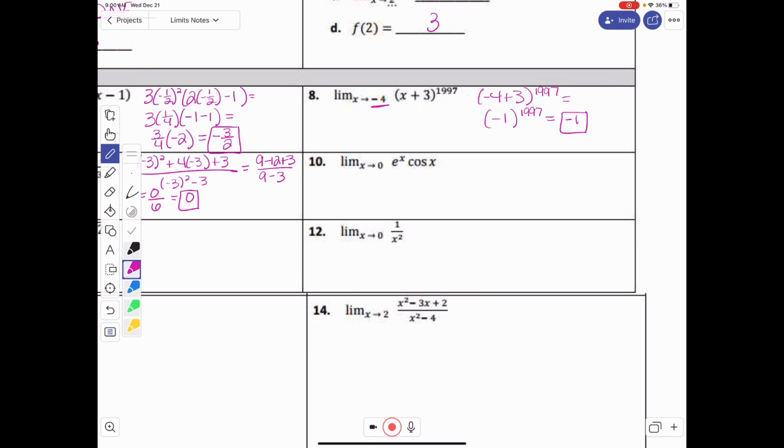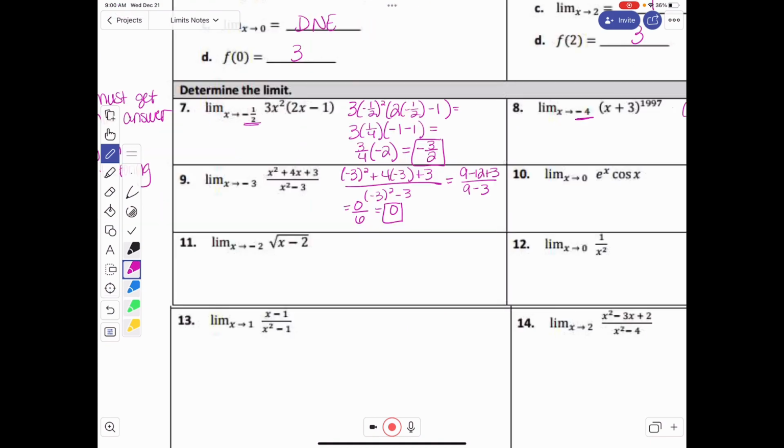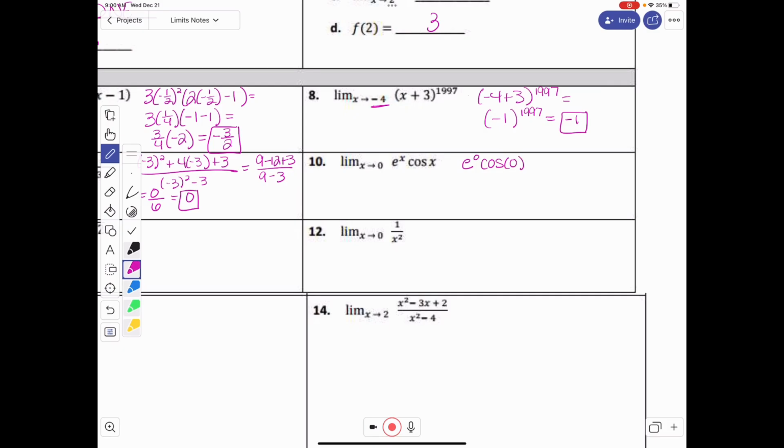All right, on number 10, if we plug in a 0, we have e to the power of 0 times the cosine of 0. Well, e to the power of 0 is 1, and the cosine of 0 is 1, and 1 times 1 is 1.